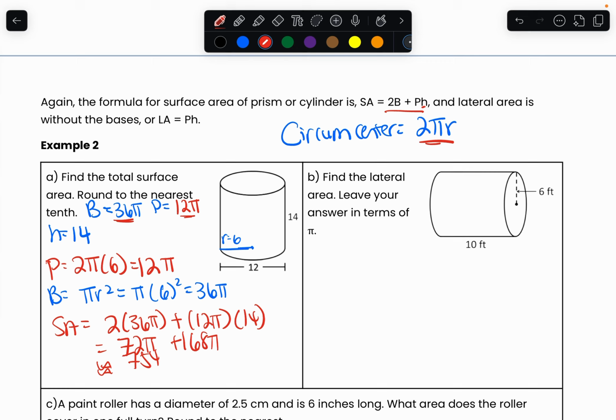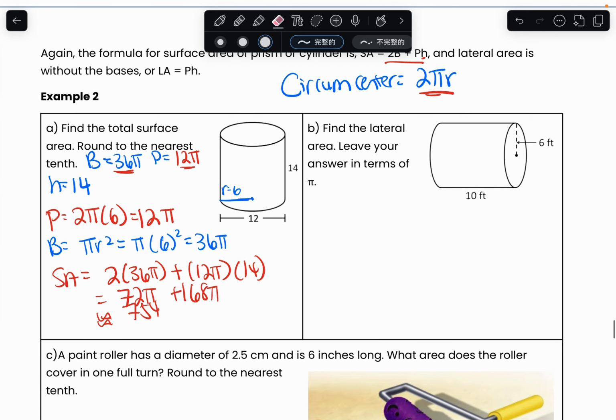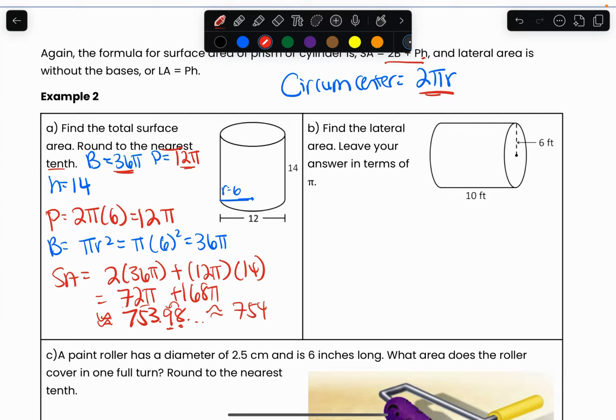So now if I do 72 pi plus 168 pi, this will give me 753.98. Now, it will give me something like this and on, but if it's rounded to the nearest 10th place, then I'll look at my 10th place, and I'll look at the 100th place number. If the 100th place number is greater than 5, then I have to round it up, which means this will become 754, like I said in the beginning, okay?